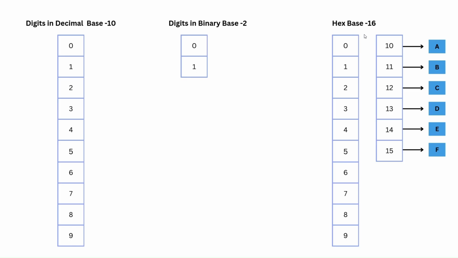Like that, in hexadecimal notation we also have digits. These are 0 to 15. 0 to 9 is the same as decimal. But for 10 to 15, 10 is represented as A, followed by 11 as B, 12 as C, like this. So you have to remember the digits in hexadecimal: 0 to 9 and A, B, C, D, E, F, which are 10 to 15.